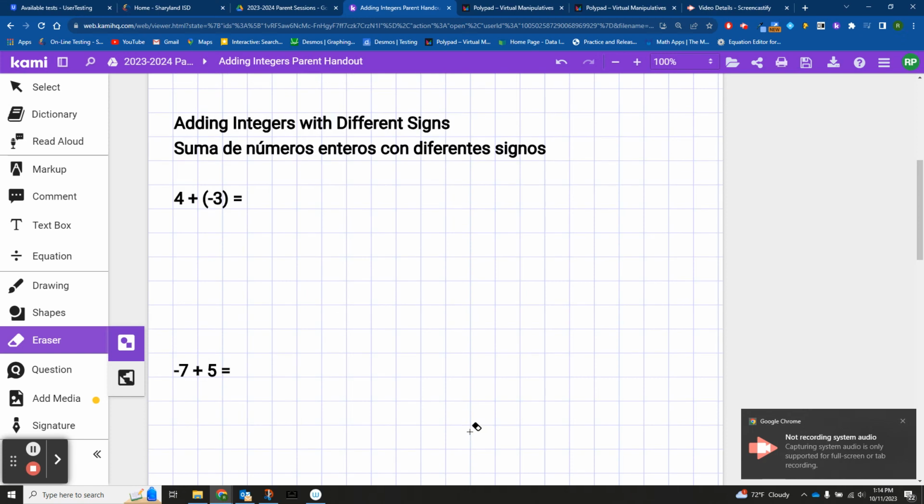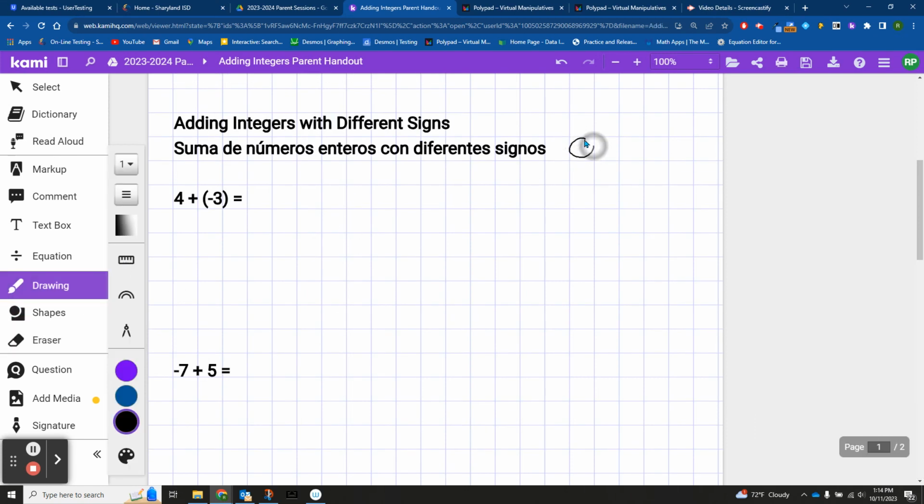Okay, now we're going to add with different signs. So I spoke to you guys earlier. If we draw what we call a circle, right? But it's not a circle. I guess a positive counter. This is positive one, and the negative counter would be negative one.